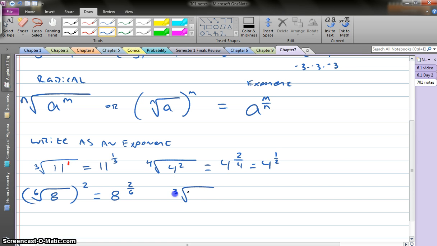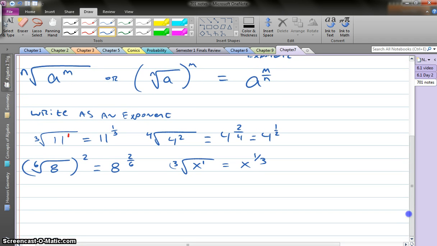And then I have the cube root of x. Well, we could write this as x. My m is just 1. My n is 3, to the 1/3 power. So if I give you the radical form, be able to write it in exponential form. All right, today I'm just kind of laying the nuts and bolts, the groundwork, so that we can move forward. Now, what if the directions say write as a radical?